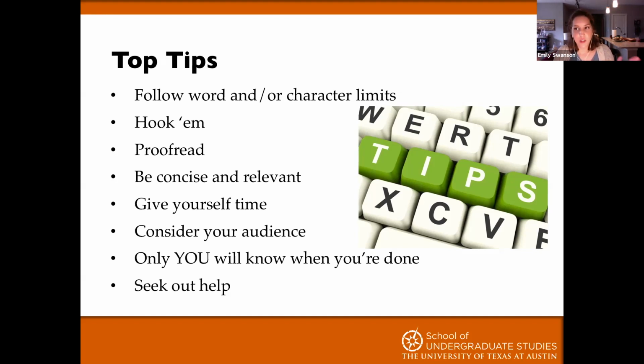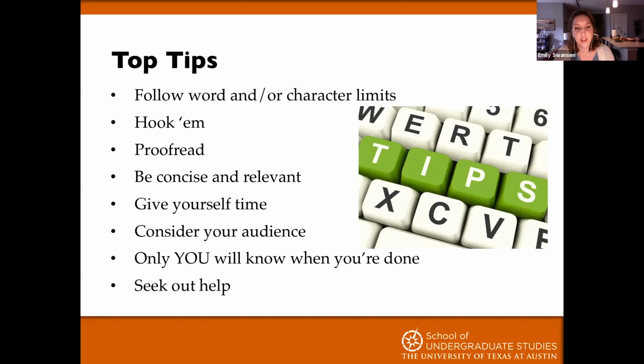Hook them, right? So use that interesting introduction and things that are relevant to you and relevant to the actual major that you're applying for. Go ahead and proofread it and get maybe other people to proofread too. We only catch so many things when we're writing it, right? Whenever you've looked it over so many times, you might miss things. So give it to somebody else, and we'll talk about some different resources that you have to proofread.